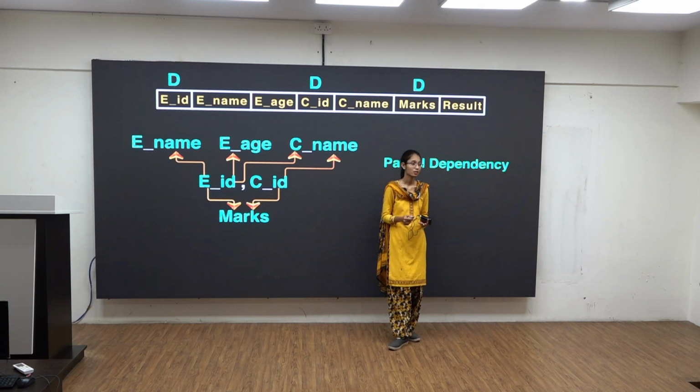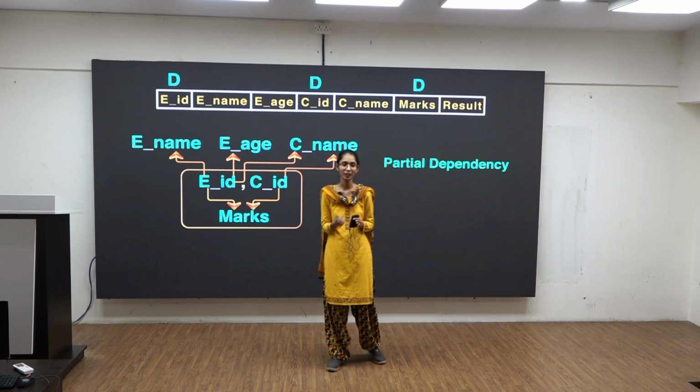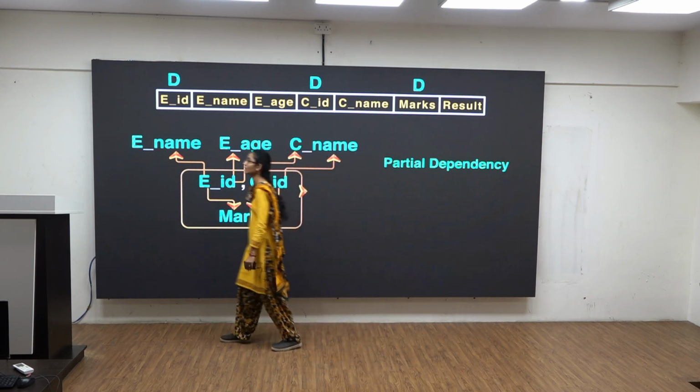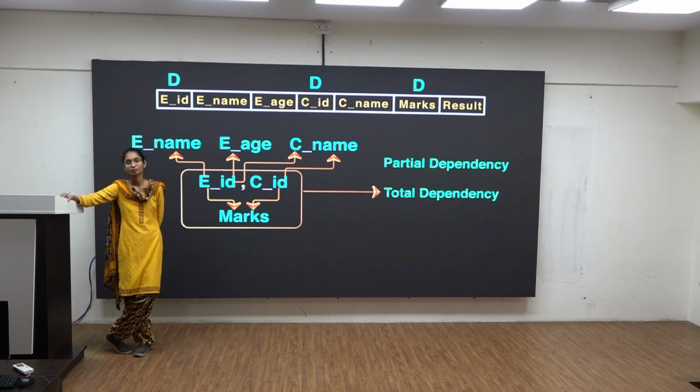Yes or no? Yes. So whenever inside a table all the key attributes individually identify the common columns present inside the table, technically we tell it as a total dependency. So what is partial dependency? If all the key attributes individually are not identifying the common columns, we tell that as a partial dependency. If they are identifying the common columns, then we tell that as a total dependency.